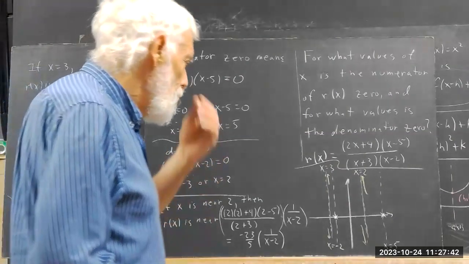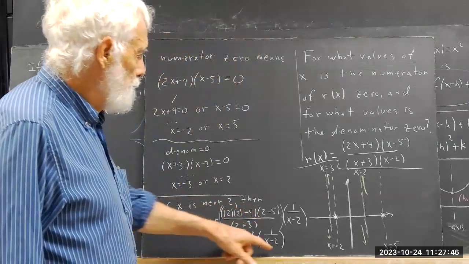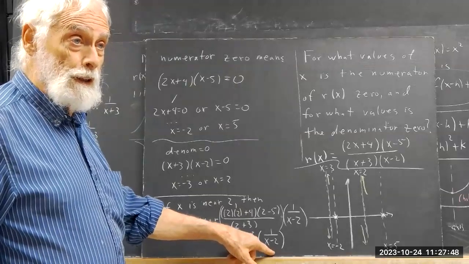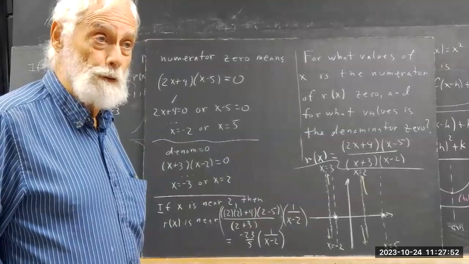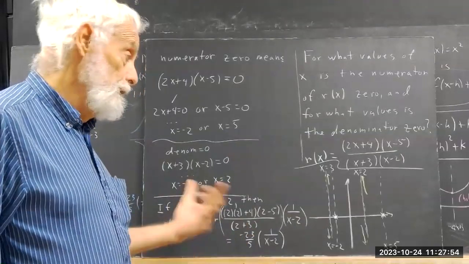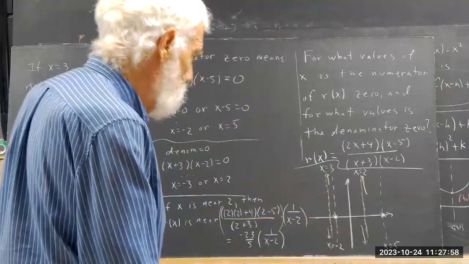Now, I'm never going to ask you to actually do this arithmetic here, but I did this to convince you that you're going to get vertical asymptotes at these points. And this can be a useful technique sometimes, but it's probably not one you're going to need. All right.